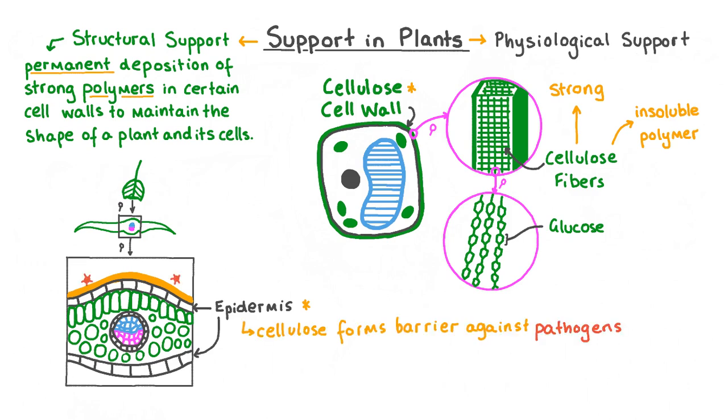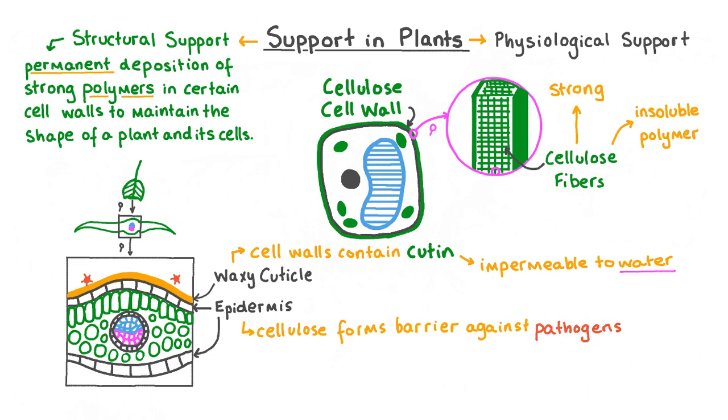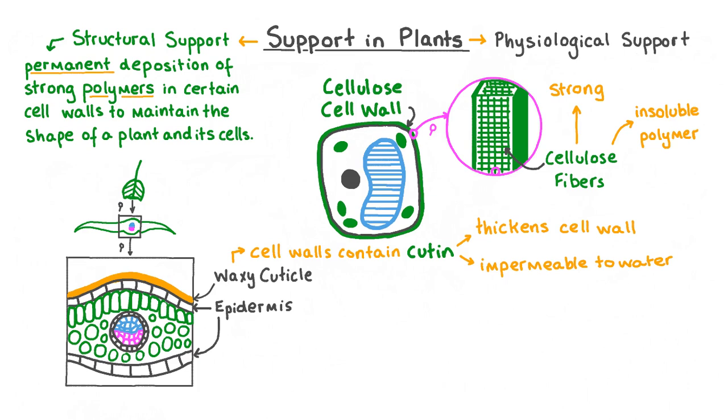Especially in the outer tissues of a plant, such as in the epidermis, the cellulose cell walls form a barrier to prevent disease-causing pathogens like those shown here in red from entering the inner tissues. This protection is heightened even more as the epidermis sometimes produces a waxy cuticle to coat it. The cells that make up this cuticle have a polymer called cutin deposited into their cell walls. Cutin is impermeable to water. This prevents the excess loss of water from the surface of the leaves, and it helps to prevent waterborne pathogens from settling on the leaf surface. Cutin increases the effectiveness of this physical barrier by thickening the cell walls.